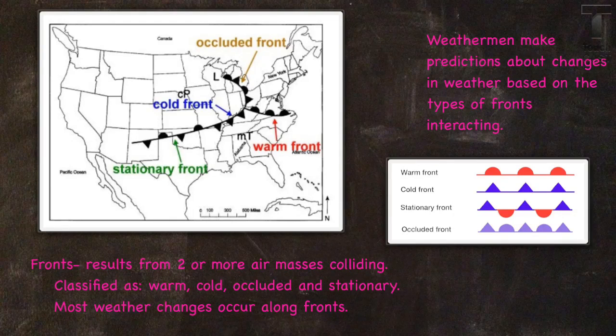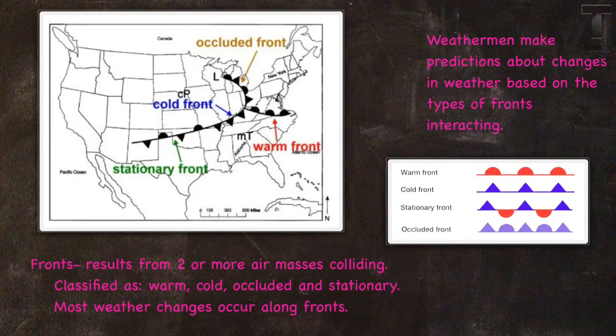Fronts. Fronts are the result of two or more air masses colliding, and they can be classified as warm, cold, occluded, and stationary. Most weather changes occur along fronts. Weathermen make predictions about changes in weather based on the types of fronts interacting.